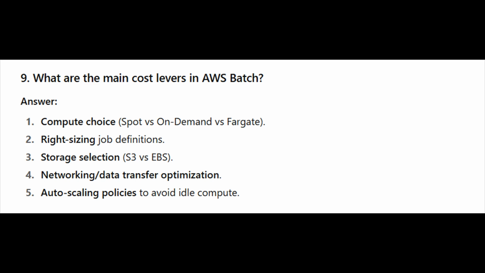9. What are the main cost levers in AWS Batch? Answer. Compute choice. Spot versus on-demand versus Fargate. Right-sizing job definitions. Storage selection. S3 versus EBS. Networking/data transfer optimization. Auto-scaling policies to avoid idle compute.